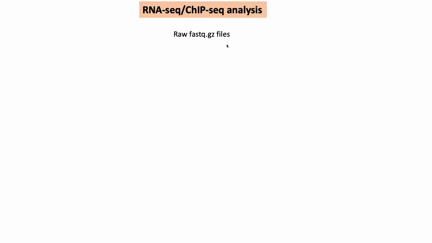What you get out of the sequencer, for example, say you're using Illumina, is a fastq.gz file. And this is just a zipped fastq file. The first step is to unzip it and convert it into a fastq file. And I already have a video on how to do that. It's a very simple step. You can easily do it.